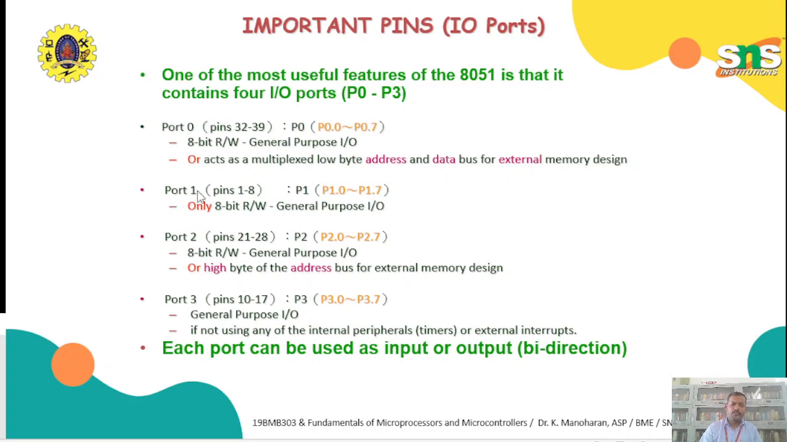If you take port 1, it has only the IO lines. It acts only as general purpose read-write logic. Port 2 has general purpose read-write IOs and the higher 8-bit addresses. Port 3 has general purpose IOs and also special functions like timer, external interrupt and serial ports, all of which are multiplexed with port 3. Thank you.